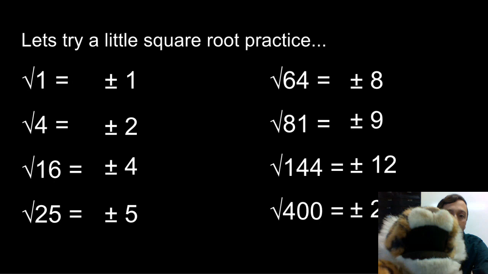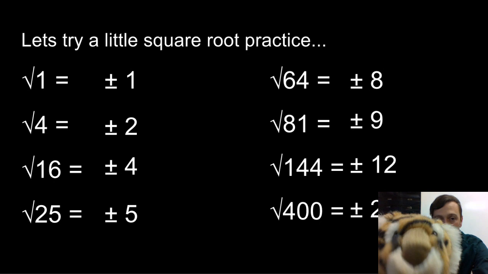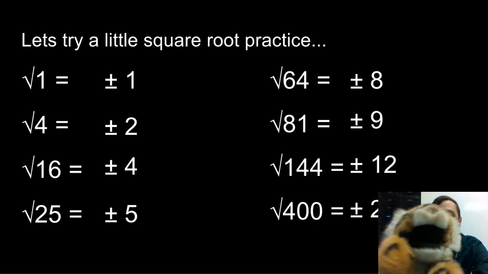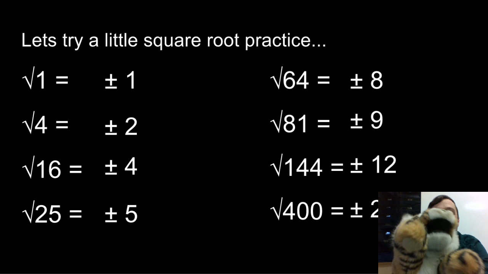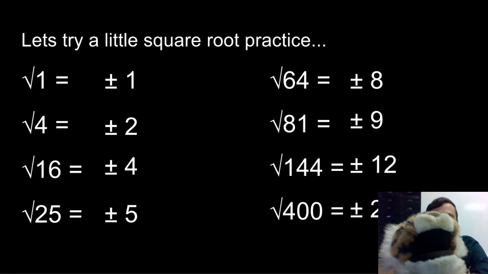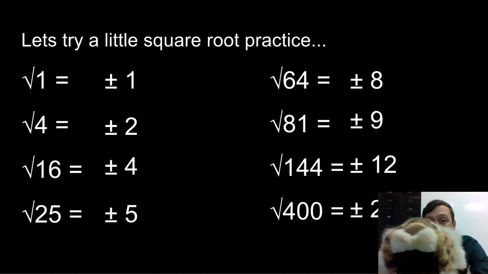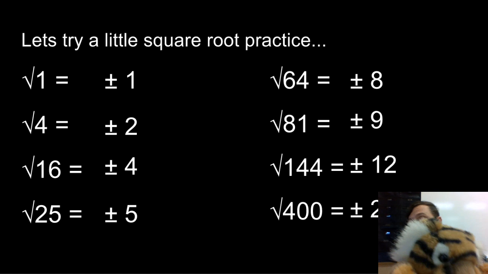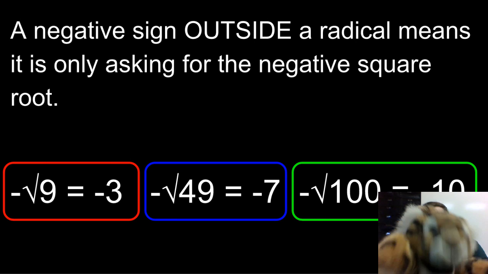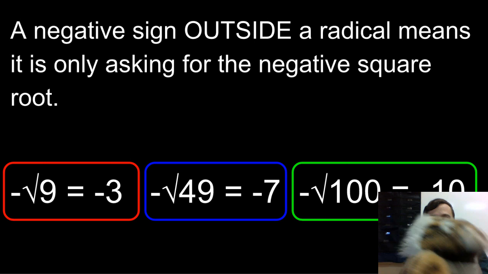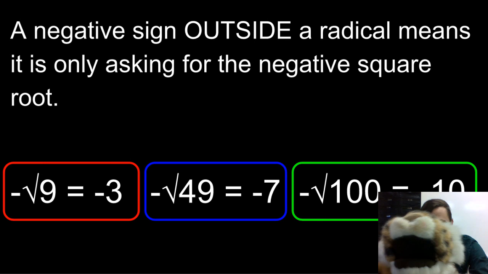Let's move on. A negative sign outside the radical means that we're asking specifically for the negative square root. So the negative square root of 9 would only be negative 3. Negative square root of 49 would only be negative 7. And the negative square root of 100 is only negative 10. That's why we have the negative outside the radical symbol.